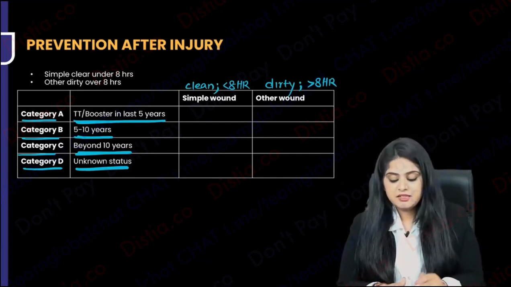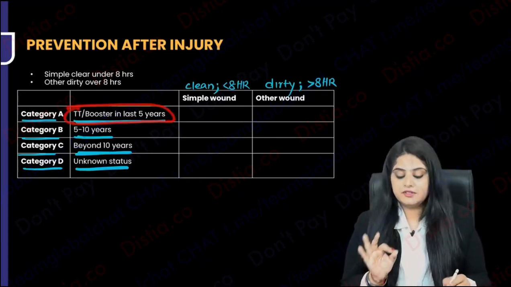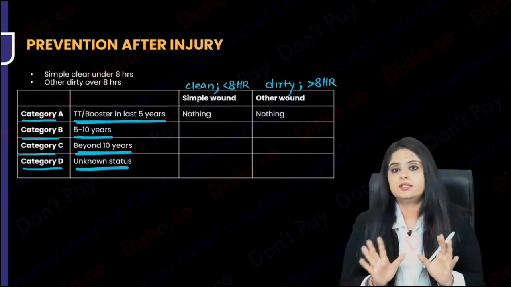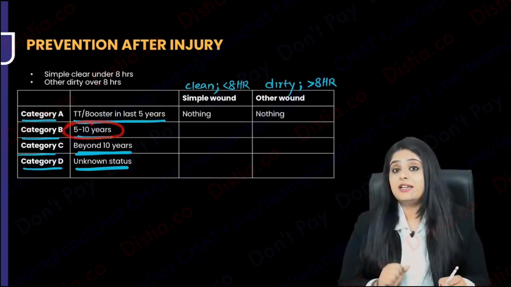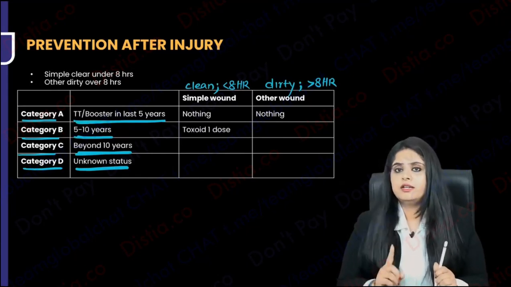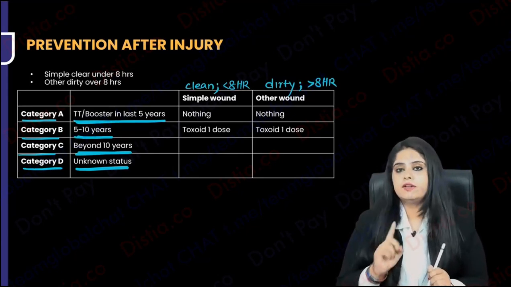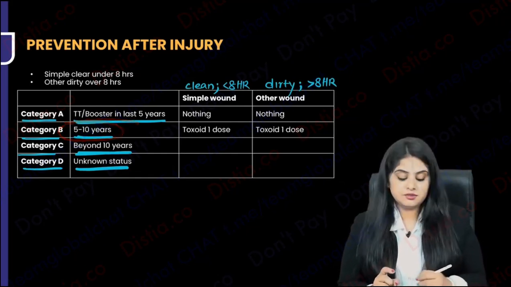So now what do we do? If a person has received a booster or a TT in 5 years, irrespective of whether it is a simple or a complex wound, you basically have to do nothing. ठीक है. However, if there is 5 to 10 years, category B में है, if it is a simple wound, you give 1 tetanus toxoid का dose. If it is a complicated wound or other wound, you give 1 tetanus toxoid का dose. So that is if the person is falling under the 5 to 10 years.